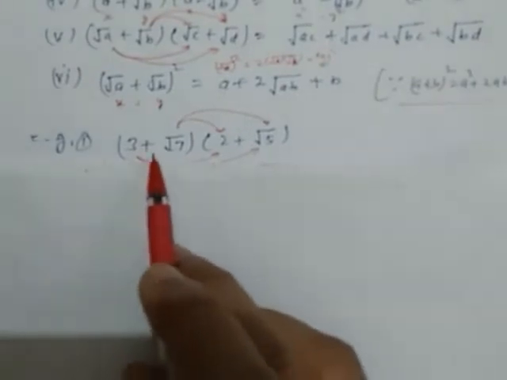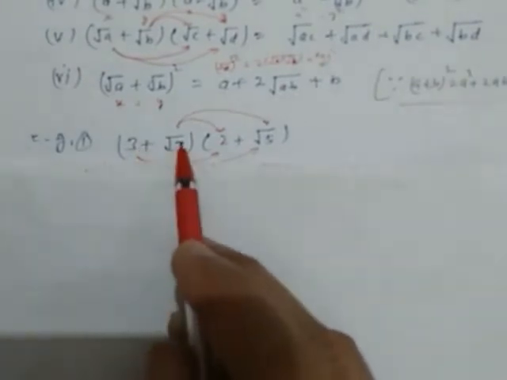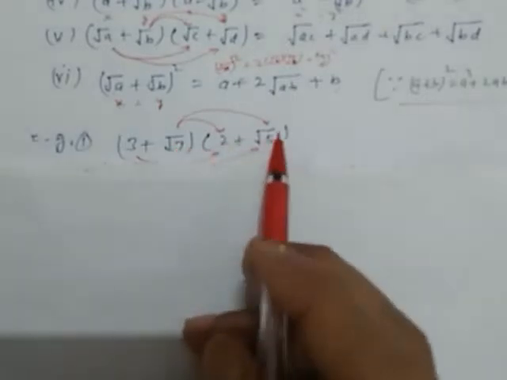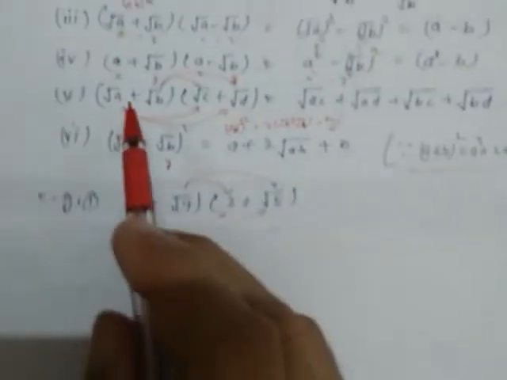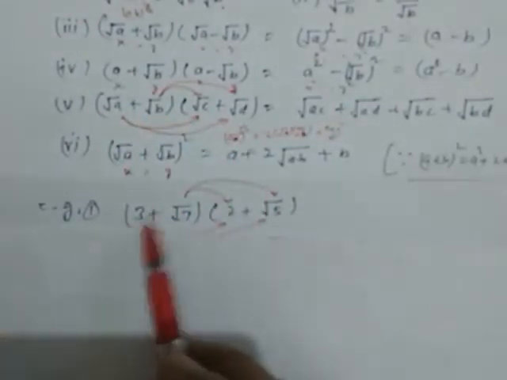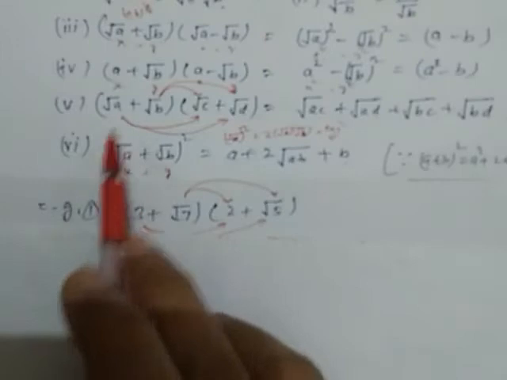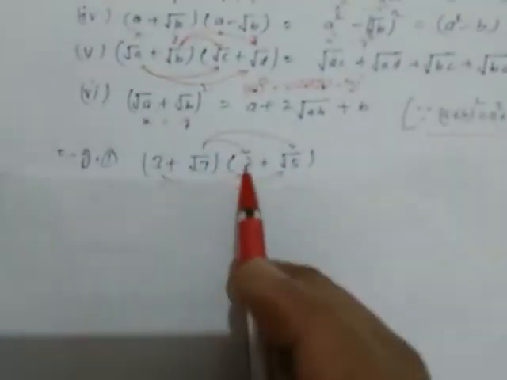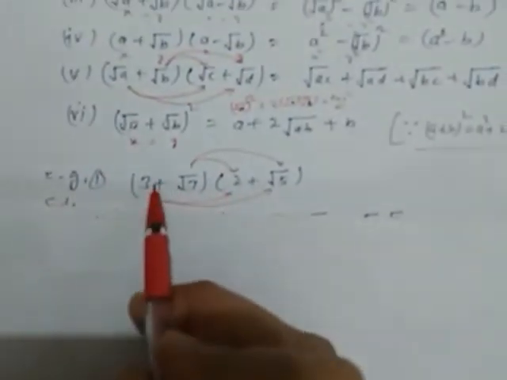Now we take an example. Example 1. (3 plus root 7) into (2 plus root 5). This is the use of this identity, (root A plus root B) into (root C plus root D). Or you can put any number this way. This is what?